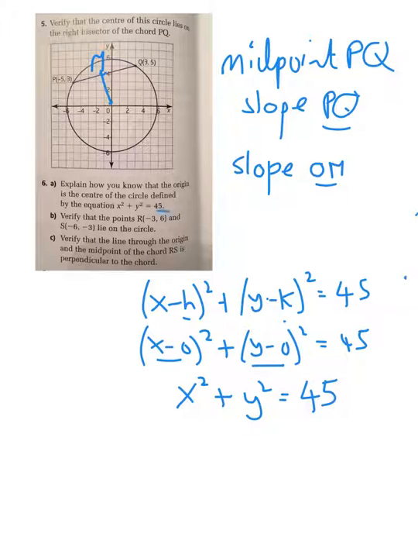Verify the points (3, negative 3) and (6, negative 6) lie on the circle, where we substitute those two points into that equation, and it should give 45 equals 45. Verify the line through the origin and the midpoint of the chord, S, is perpendicular to the chord. And for C, you can do exactly as you did in question 5.